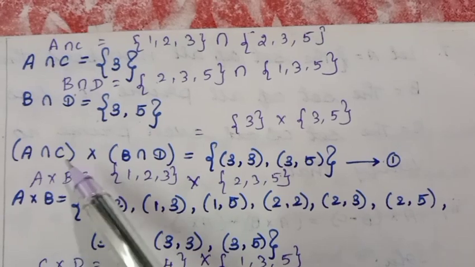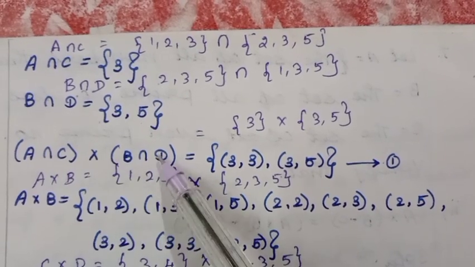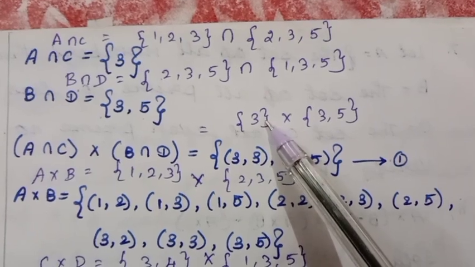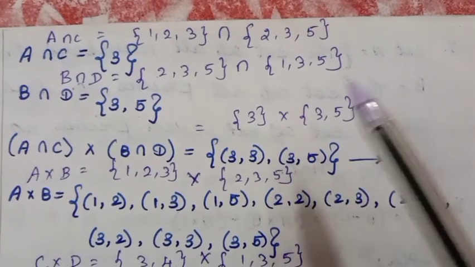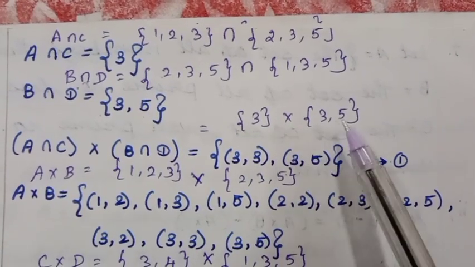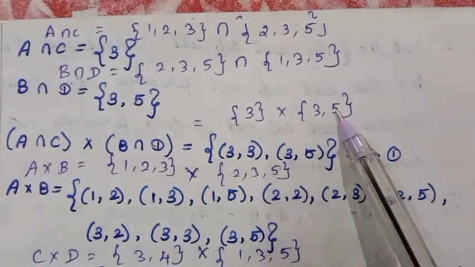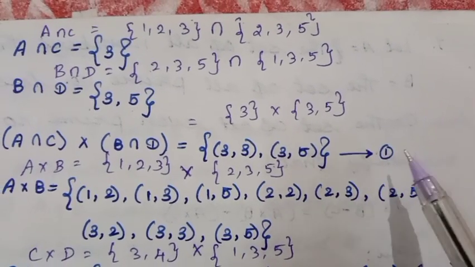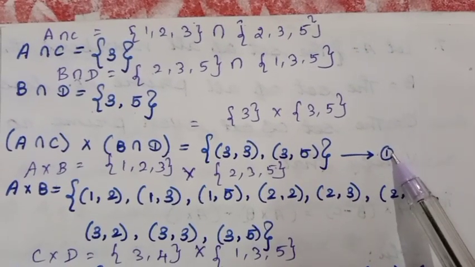Now we have to find A intersection C cross B intersection D. So A intersection C value is 3, cross B intersection D value, what we found, 3, 5. Now you have to make a cross product for these two sets. So that is 3, 3, 3, 5. It is called equation number 1.